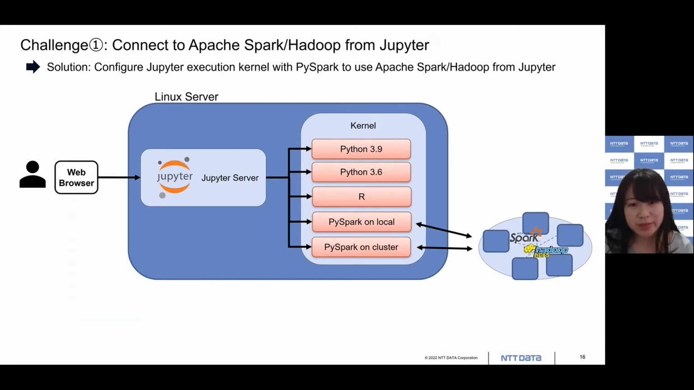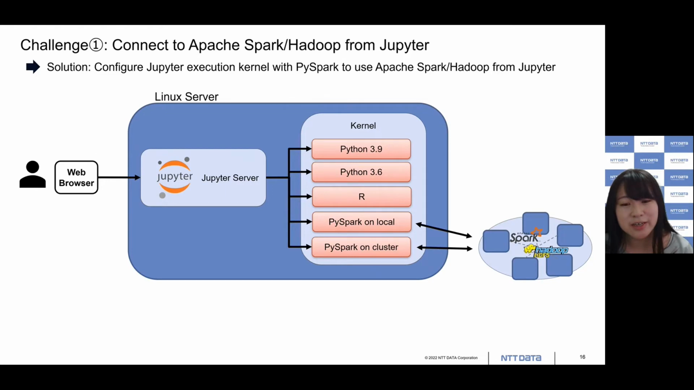First challenge. I tried to connect the Spark Hadoop cluster from Jupyter. When I looked into Jupyter internals, I found that I can select a kernel from various options. I put a diagram on the page. Could you see? I'd like to explain the connection. A user looks at a web browser, and the web browser reaches a Jupyter server. And the Jupyter server selects one of the kernels. By default, the Jupyter server connects to the Python kernel.